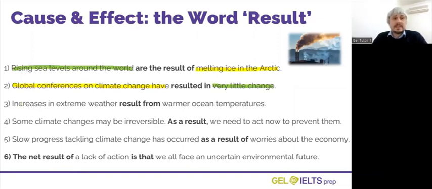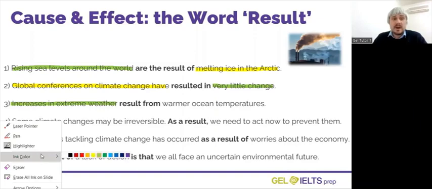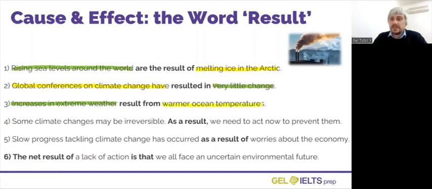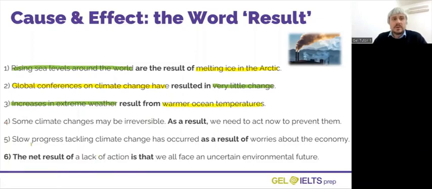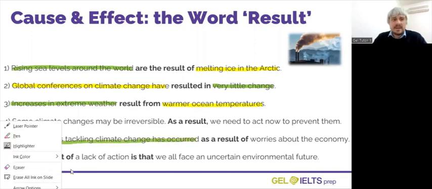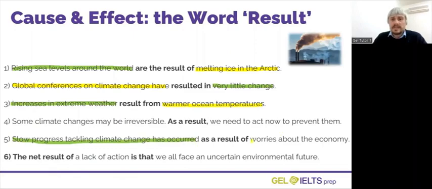The correct answer here is sentence number 3. It introduces an effect, increases in extreme weather, and then a cause, warmer ocean temperatures. Also, sentence number 5, slow progress tackling climate change is the effect, and the cause is worries about the economy. Sentence number 4 and number 6 are the opposite. They introduce the causes first, and then they introduce the effects.